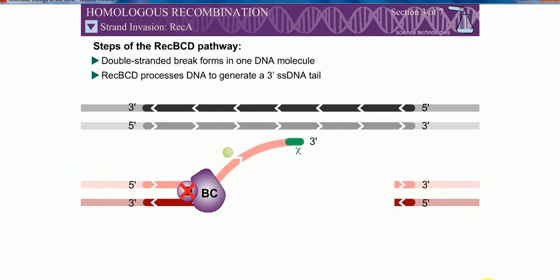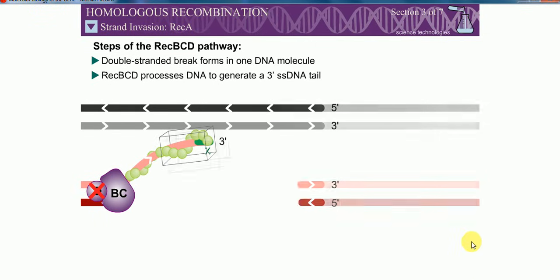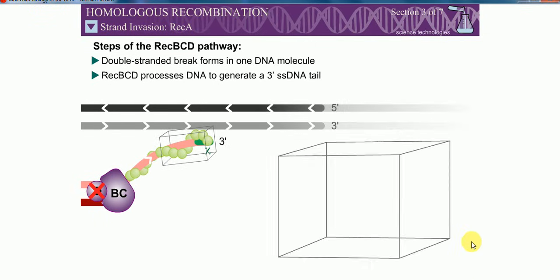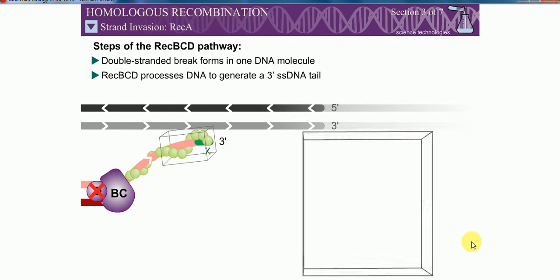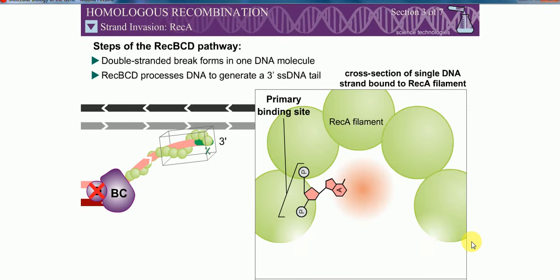RecBCD helps to direct a protein called RecA to the single-stranded DNA tail. The active form of RecA is a protein-DNA filament consisting of hundreds of RecA subunits, with 1 RecA for every 3 nucleotides of DNA. The filament has 2 distinct binding sites, a primary site with the single-stranded DNA molecule, and a secondary site.